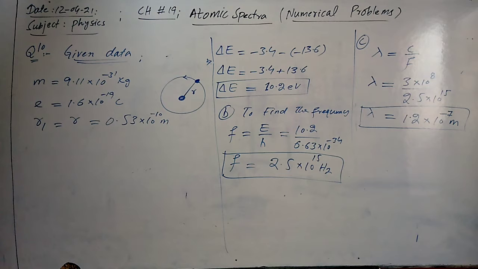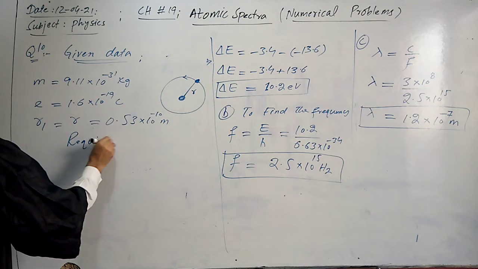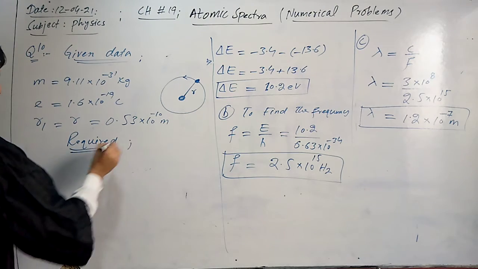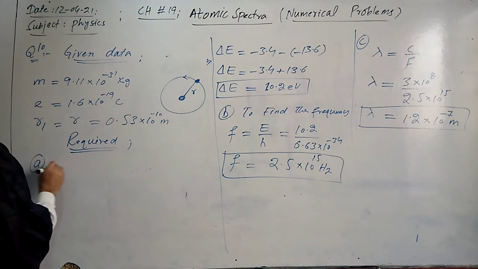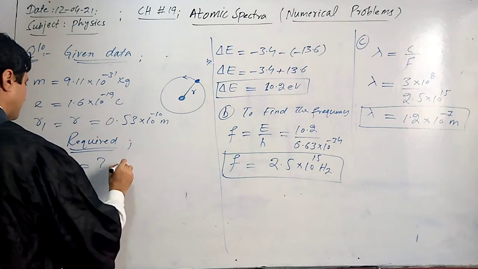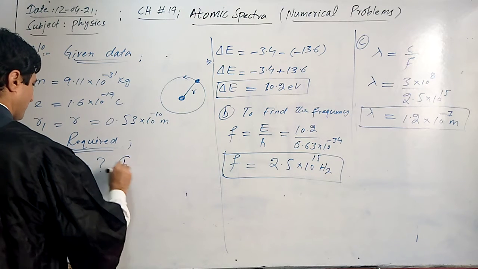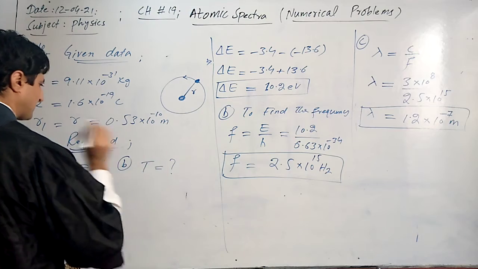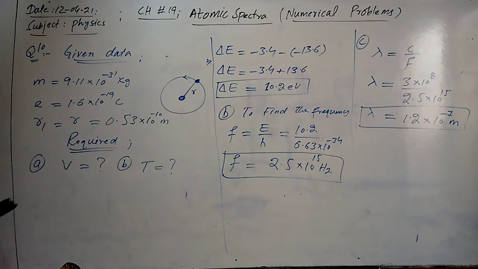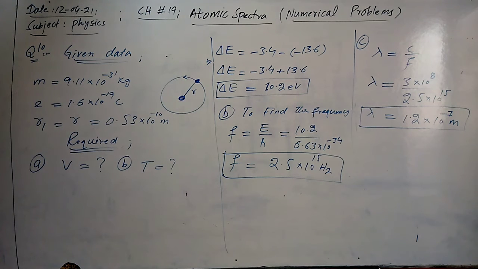These three are known to us. Now what do we have to calculate? The speed of this electron, speed v is to be calculated. Similarly, time period T is to be calculated. These two things, the speed of the electron in the first orbit and the time to complete one cycle, the time required for the electron to circle the nucleus, are to be calculated.